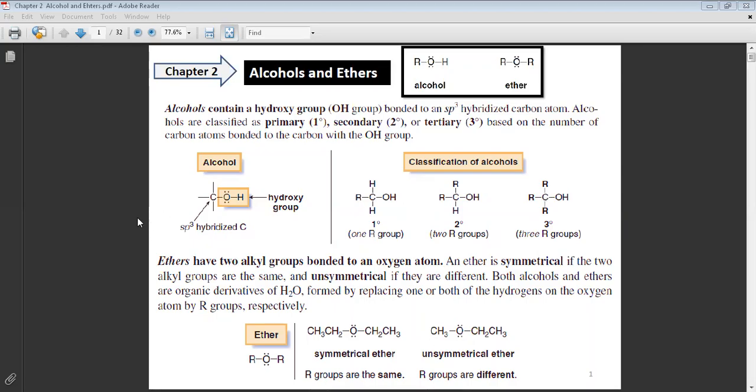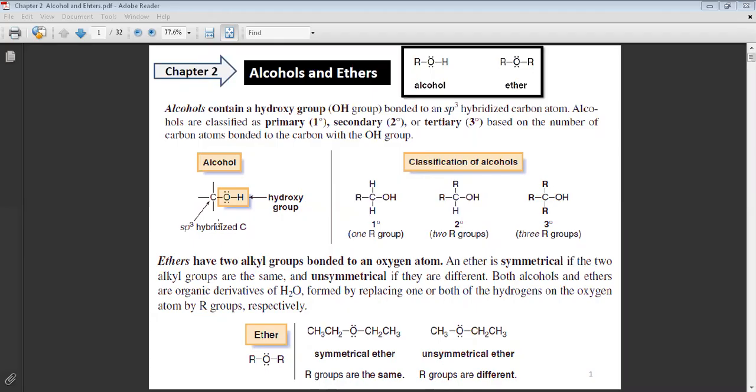Okay, and we have three types of alcohol. We have a primary alcohol when the hydroxyl group is bonded to a primary carbon. We have a secondary alcohol when the hydroxyl is bonded to a secondary carbon. This carbon is a secondary carbon. And we have a tertiary alcohol when the hydroxyl group is bonded to a tertiary carbon atom. Like this, this carbon here is a tertiary carbon atom because it is bonded to another three carbon atoms.